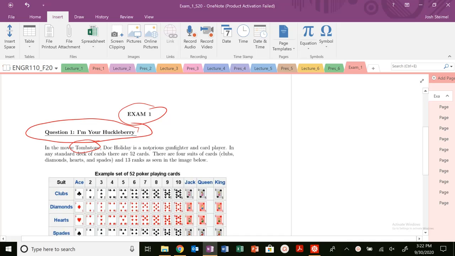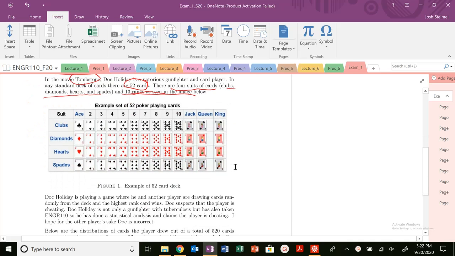In any standard deck of cards, there are 52 distinct cards. There are 4 suits of cards: clubs, diamonds, hearts, spades, and 13 ranks, as seen in the image below. So these are all the possible cards in a 52 card deck that you could pull a card from.